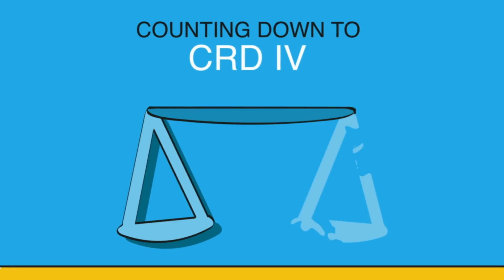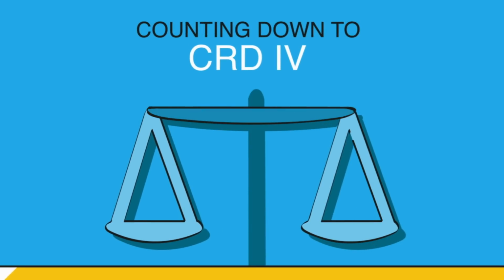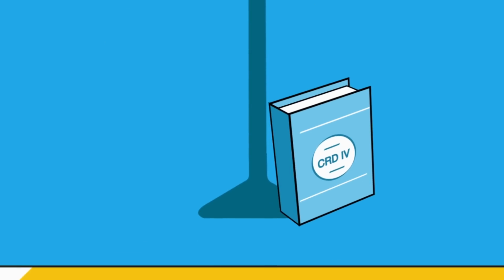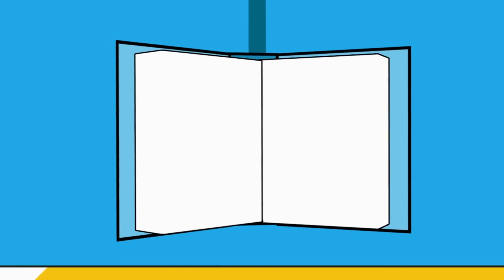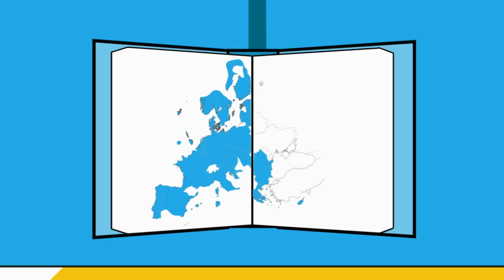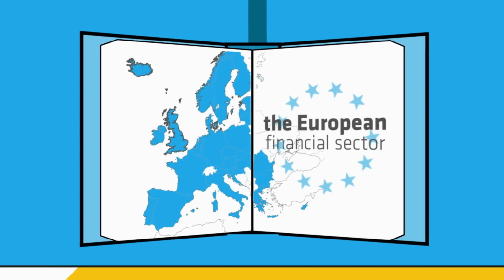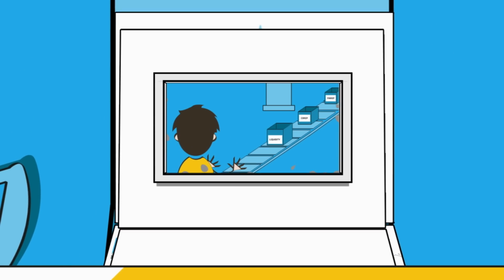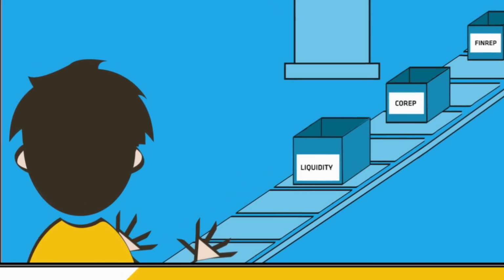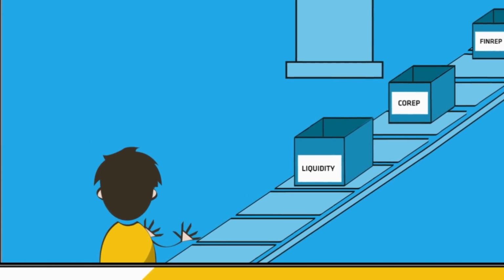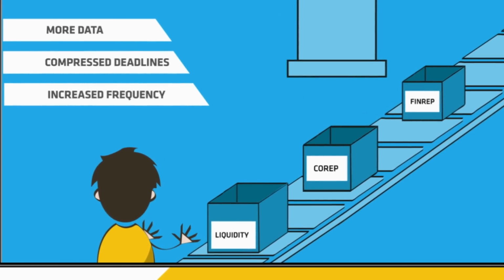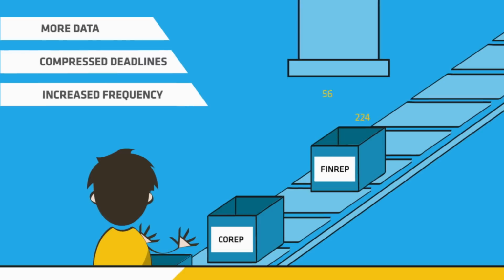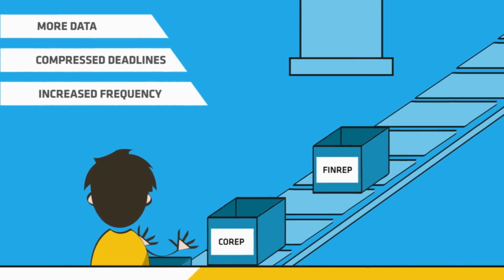European banking regulation is changing gear with the implementation of CRD IV. The CRD IV package is a common rulebook that applies uniformly to the European financial sector. The main objective? Eliminate national disparities to obtain comparable data on a pan-European scale. So what does this mean for how you communicate with your regulator? In short, more detailed data, compressed deadlines, and increased frequency.